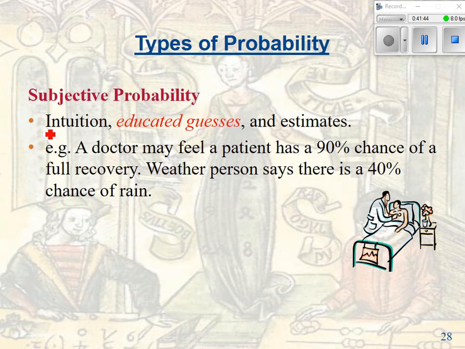Subjective probability. Subjective probability is intuition, estimates. And notice educated guess is there in red because that's a stupid phrase. There's no such thing as an educated guess. If you're educated, you don't need to guess. You make a prediction of what's going to happen based on your knowledge.